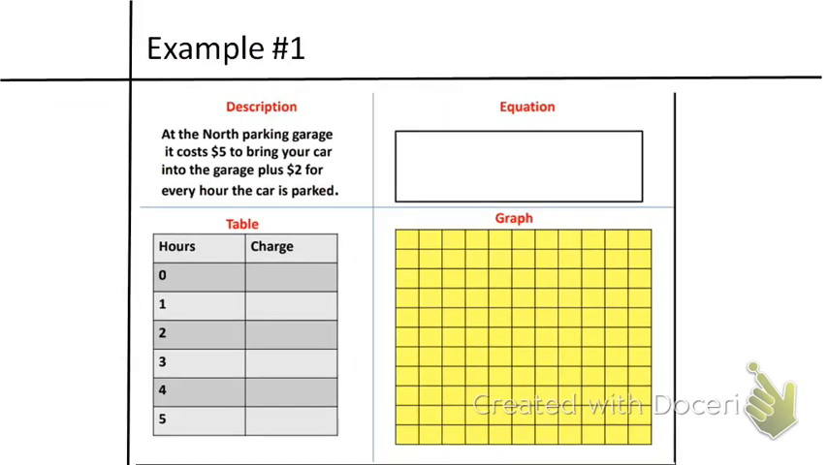Okay, so our first example: at the north parking garage, it costs $5 to bring your car into the garage, plus $2 for every hour the car is parked. So first thing we've got to do is create our equation. It already costs $5 to get in, that's your flat fee, and then it's $2 for every hour you park. So you have y equals 2x plus 5. If you go back to our first slide, it looks like our formula y equals mx plus b, so our m is the 2, our b is the 5.